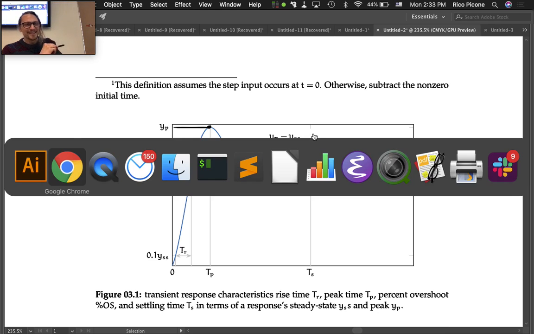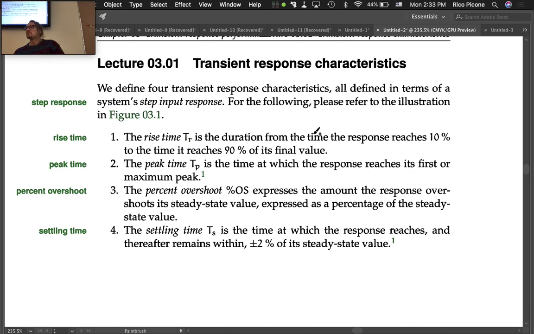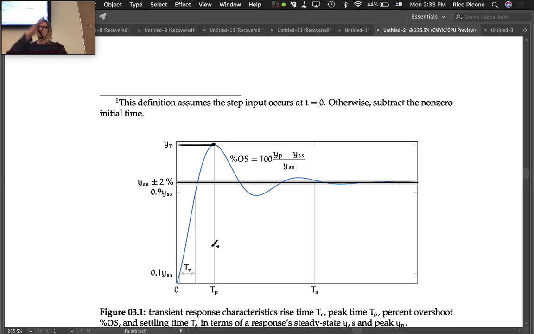All right. Any questions on these criteria? They're pretty simple definitions, right? For any given system, it might be hard to find analytically what this is, but if you have a system's response, you could just dice it up and see where it crosses this threshold, that threshold, and you can find the values.